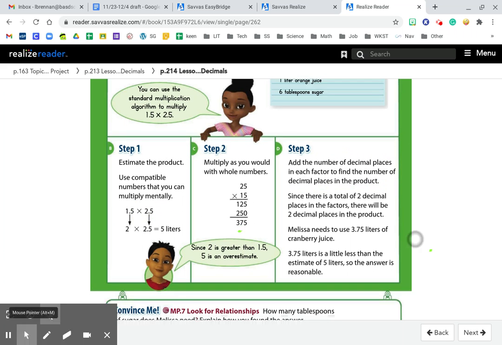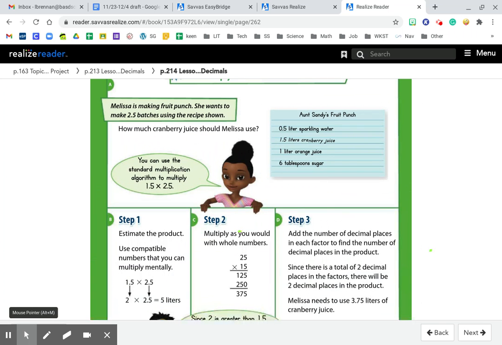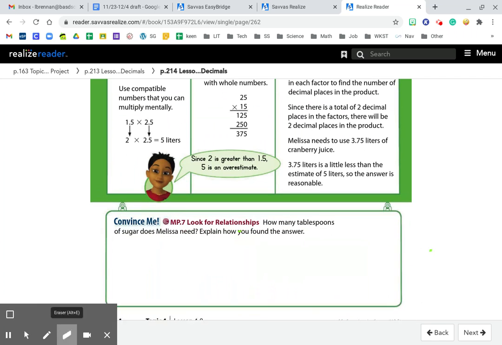And down in the "convince me," how many tablespoons of sugar does she need? Explain how you found the answer. So remember, she wants to do 2.5 and she has 6 tablespoons. So we're going to do 2.5 times 6.